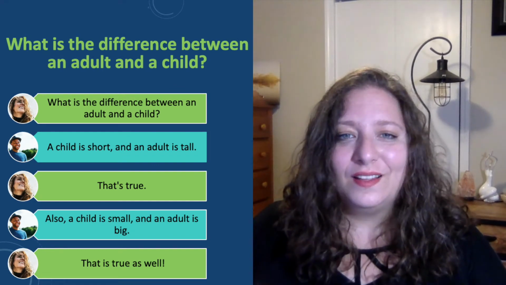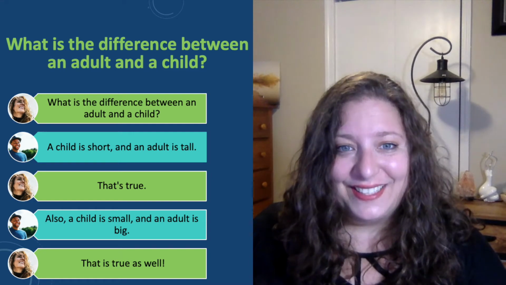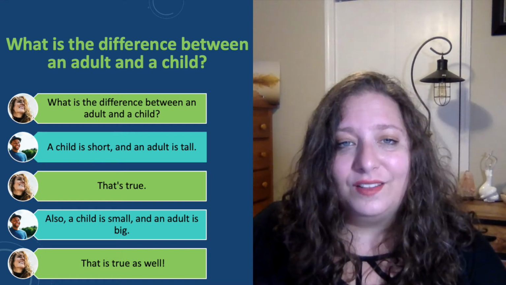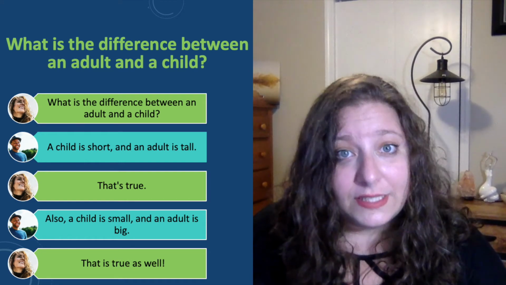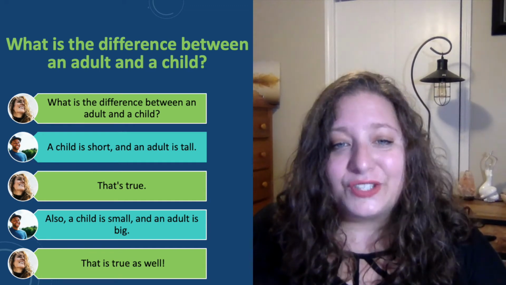Listen. What is the difference between an adult and a child? A child is short and an adult is tall. That's true. Also, a child is small and an adult is big. That is true as well.